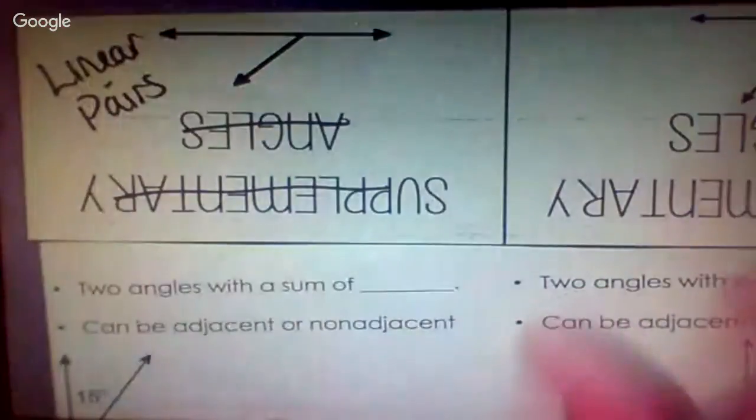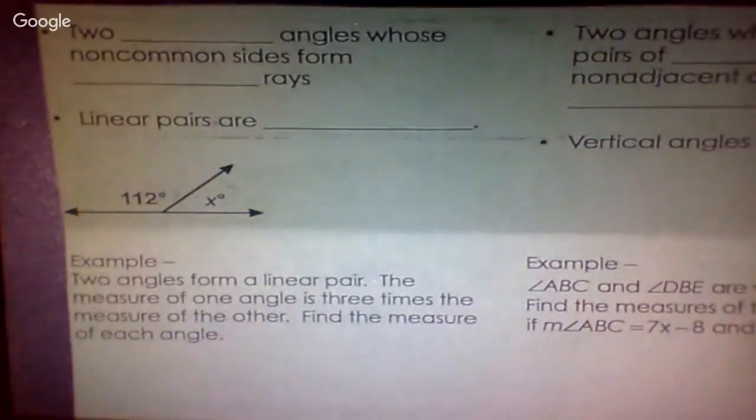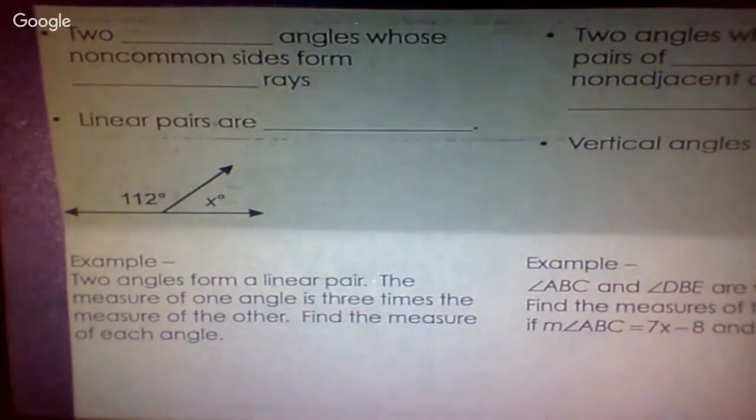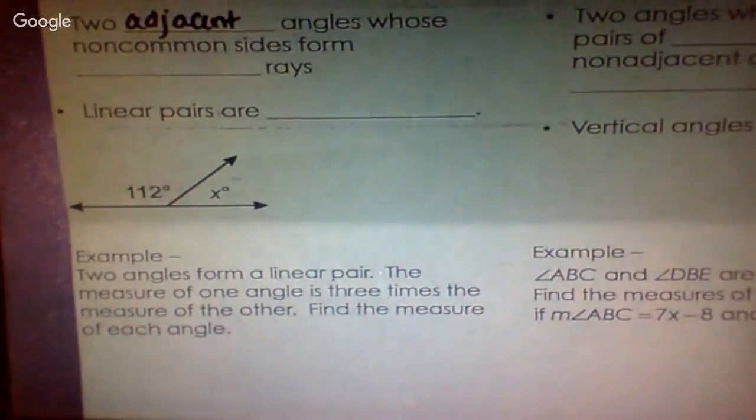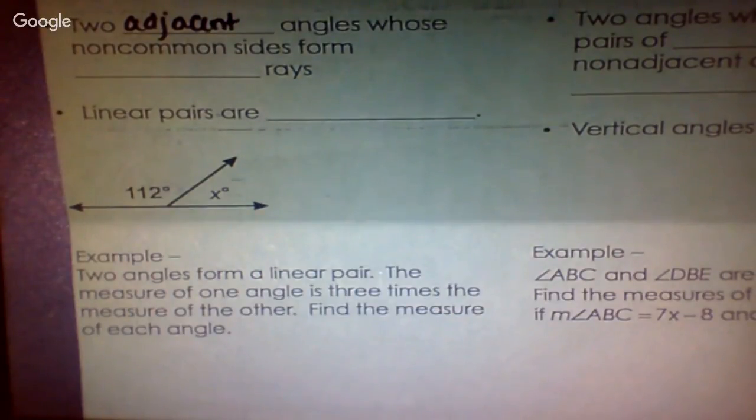So you can fix that title if you want and label it linear pairs. That way when you open it up, you know what's under there. The first thing we have to discuss is the definition of a linear pair. This is two adjacent angles. What does it mean to be adjacent? Next to each other, side by side. They are connected. A linear pair has to be connected. Adjacent angles whose non-common sides form opposite rays.